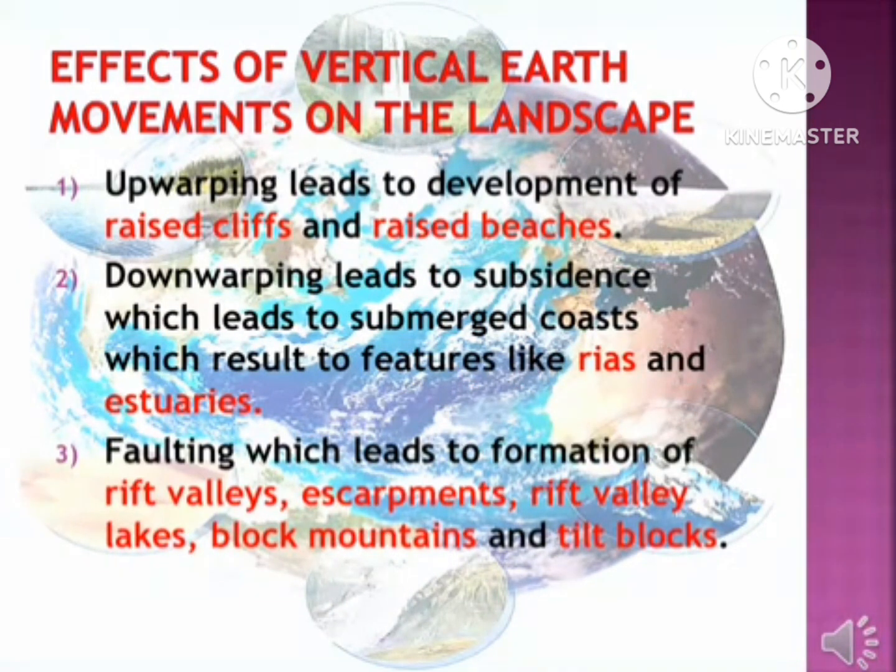We also have effects of vertical earth movement on the landscape, and the first effect is that upwarping leads to development of raised cliffs and raised beaches. Second, downwarping leads to subsidence, which results in submerged coasts, which in turn results in features like rias and estuaries. Finally, faulting results in formation of rift valleys, escarpments, rift valley lakes, block mountains, tilt blocks, etc.